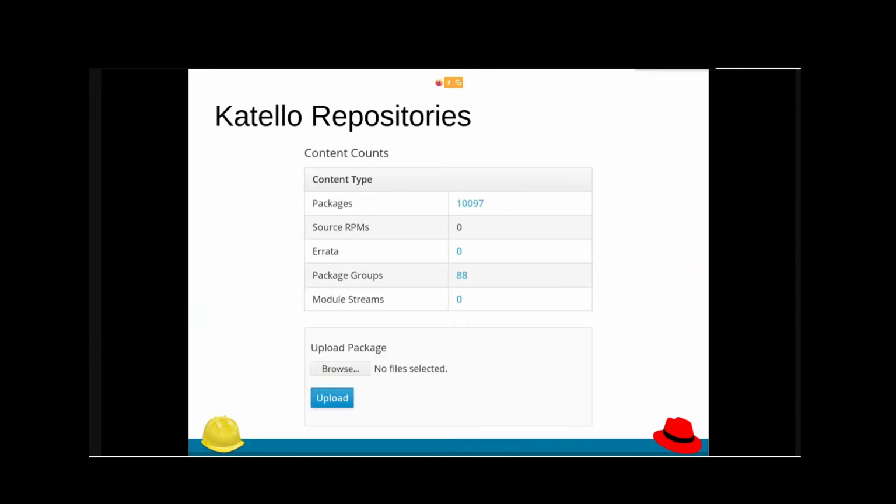And then we have the content counts here. You see this repository has just over 10,000 packages, has 88 package groups, and nothing else. These are the yum content type, by the way. Just to make that clear. Oh, and then also at the bottom here, you see upload packages. If you want, you could upload your own RPMs as well.